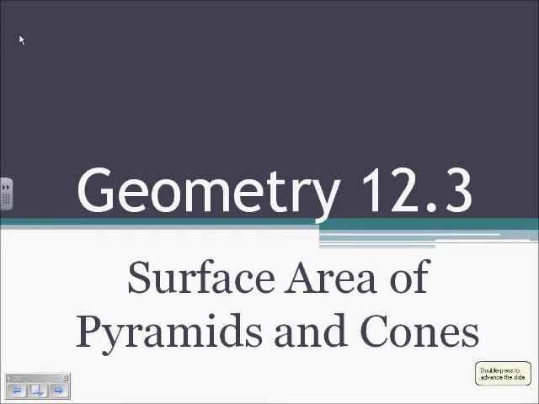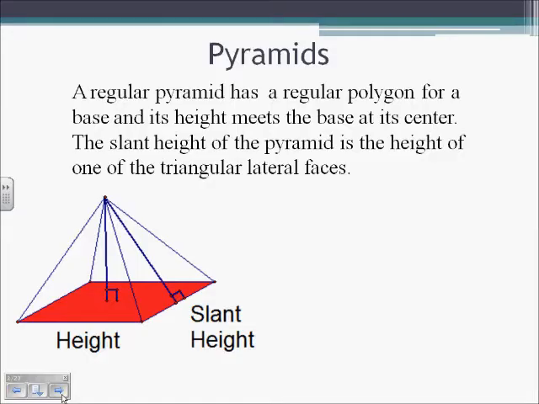Section 12.3, surface area of pyramids and cones. A regular pyramid has a regular polygon for a base, and its height meets the base at its center. The slant height of the pyramid is the height of one of the triangular lateral faces.